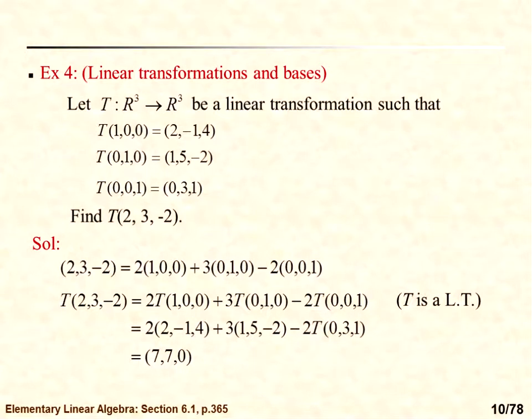Now we proceed. The linear transformation and basis. So there are some standard bases given. Let a transformation from R3 to R3 be a linear transformation, such that there are some standard bases. It is called the standard basis: (1,0,0), (0,1,0) and (0,0,1). These are called the standard bases. So there are some transformations given, and the question says to find the transformation of (2, 3, minus 2).